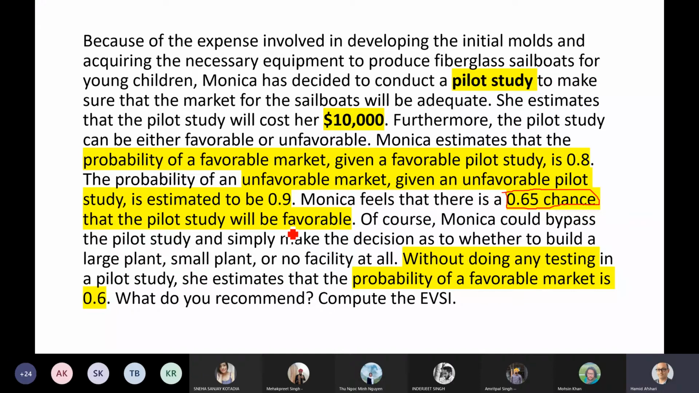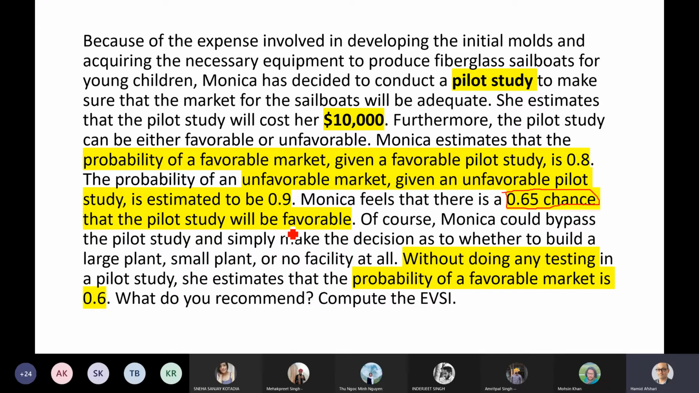Okay, let's continue the problem. Of course, Monica could bypass the pilot study. It means that she ignores it, does not perform the pilot study, and simply makes the decision as to whether to build a large plant, a small plant, or no plant. So we want to help Monica make a decision.